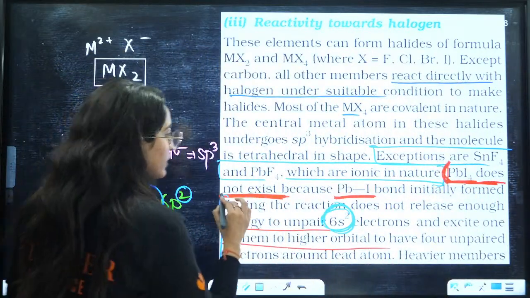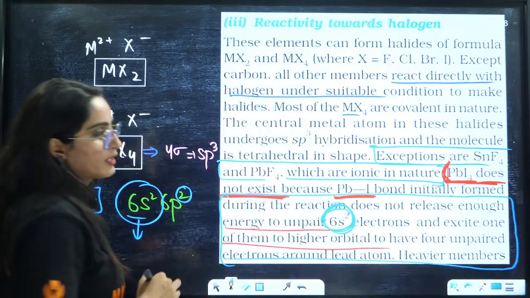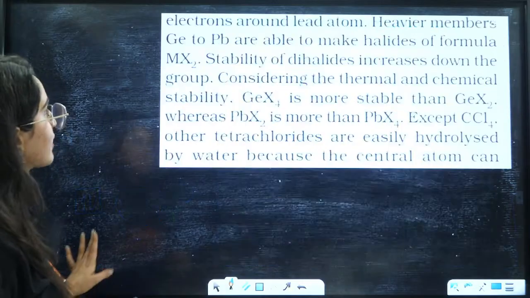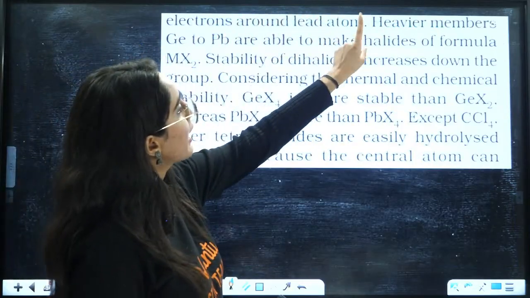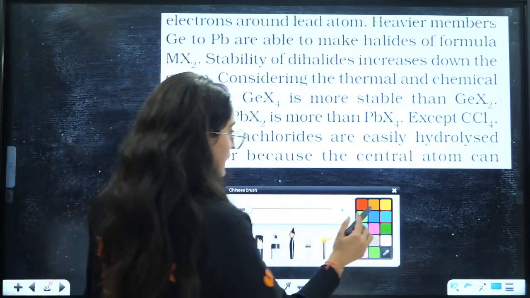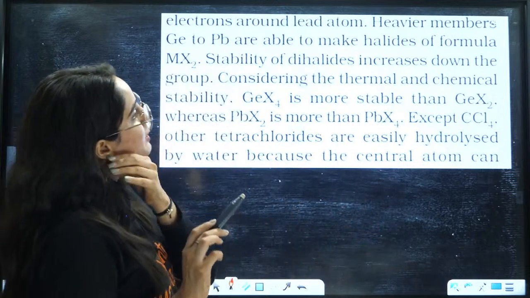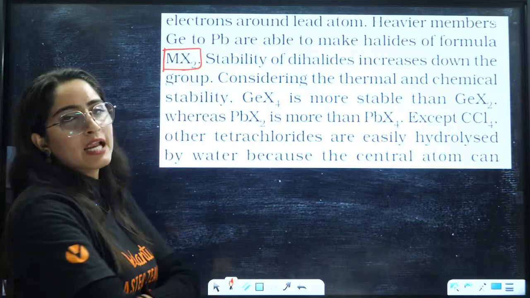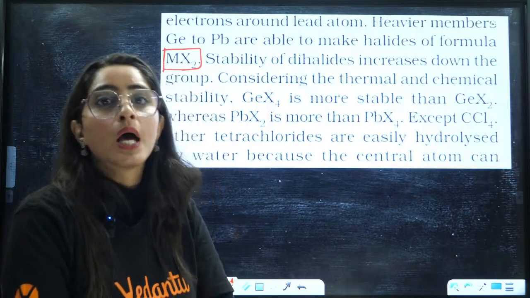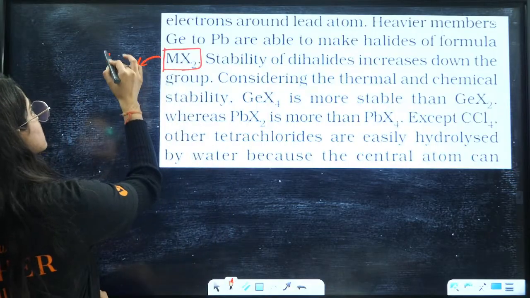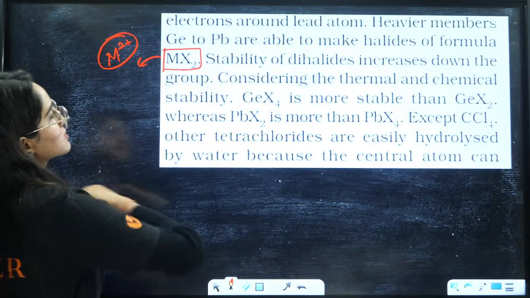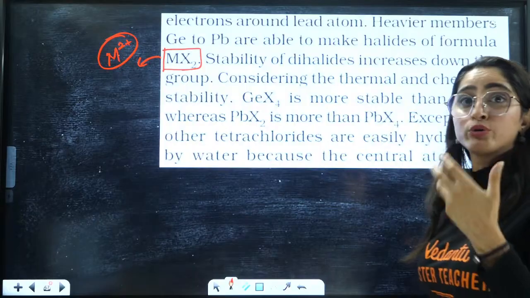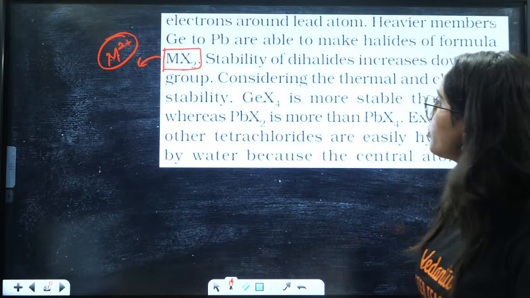A very, very, very important thing. Okay, understood? Yes, guys, everybody in the chat box. Heavier members from Ge, germanium, to lead, are able to make dihalides of the formula MX2. Now, why are heavier elements able to do this? Because heavier elements will exist as M2 positive. Stability of dihalides increases down the group because M2 positive stability increases down the group.